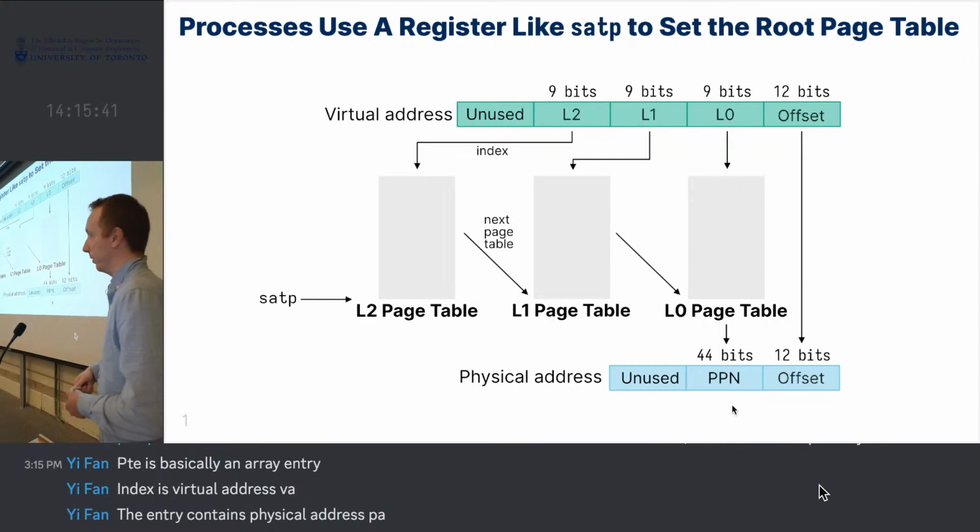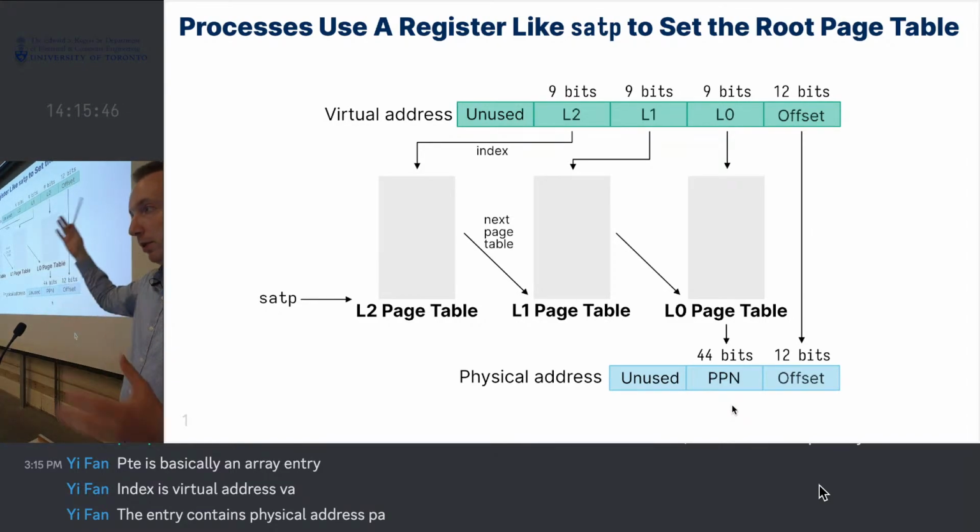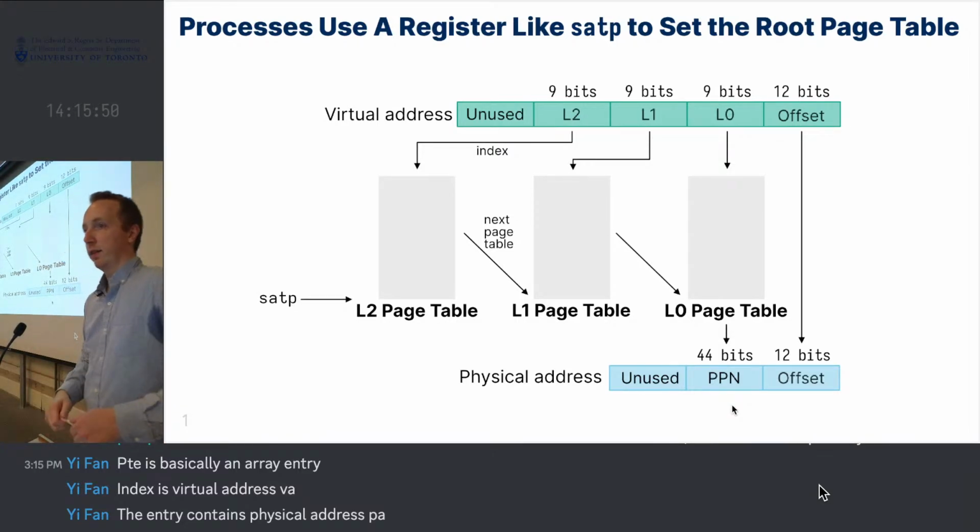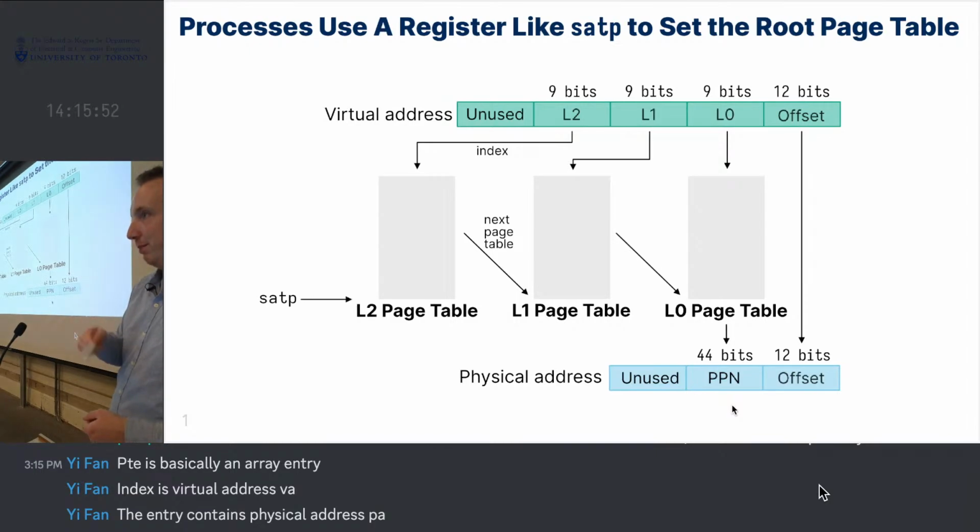So yeah, once we get to the L0 page table, it's the same idea as when we had one giant page table that just has the translation, we just use it, we're done. But aside from that, L2 points to L1, L1 points to L0.